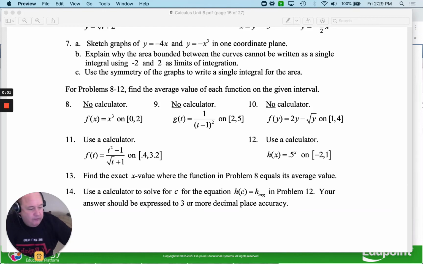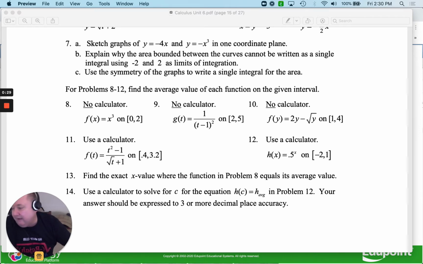All right, we're starting with number 7. This is part 2 of the assignment video. And number 7 says sketch graphs y equals negative 4x and y equals negative x cubed in one coordinate plane. Explain why the area bounded between the curves cannot be written as a single integral using negative 2 and 2 as limits of integration. Use symmetry to write a single integral for that area.